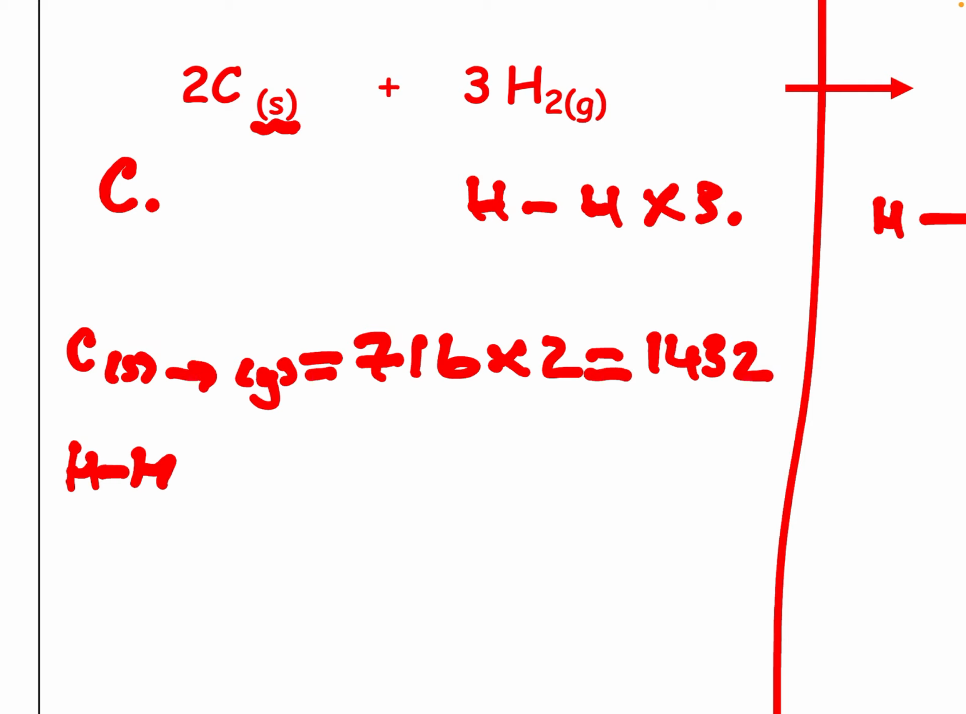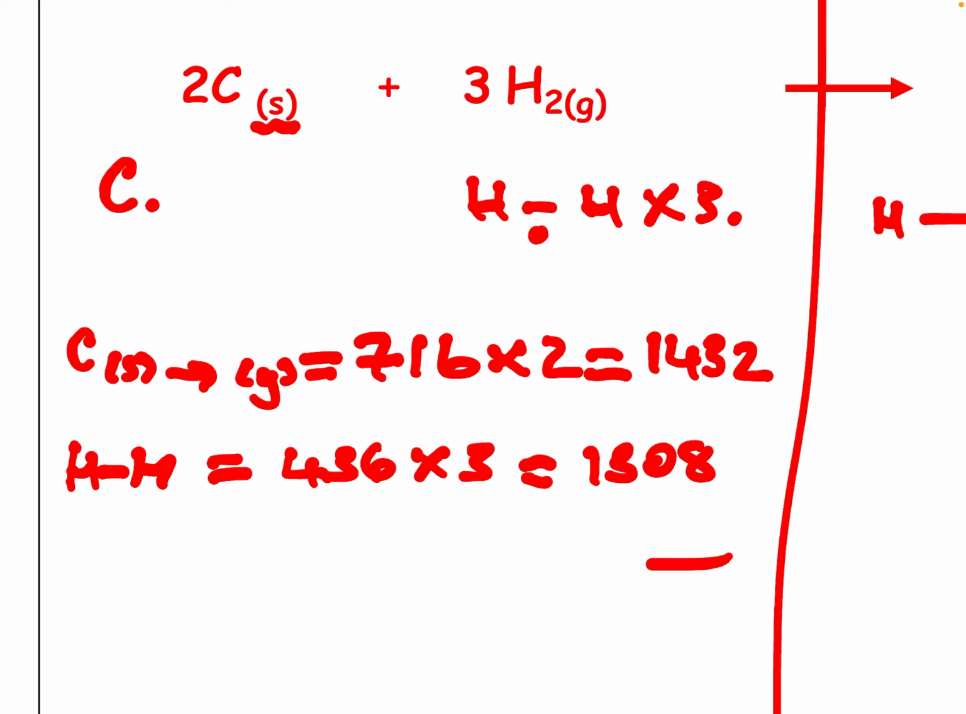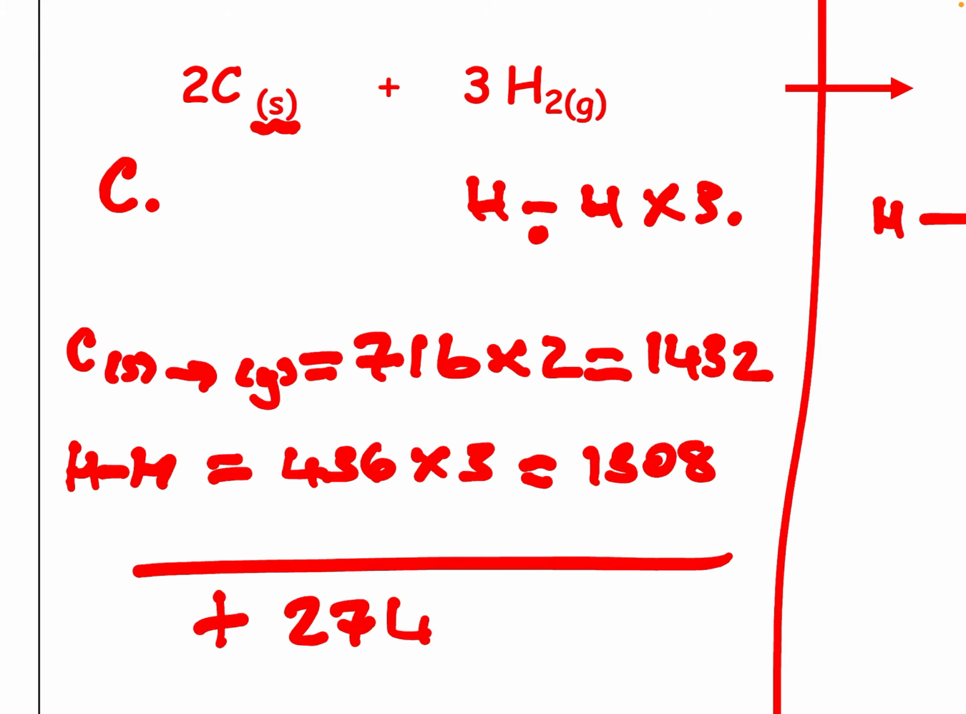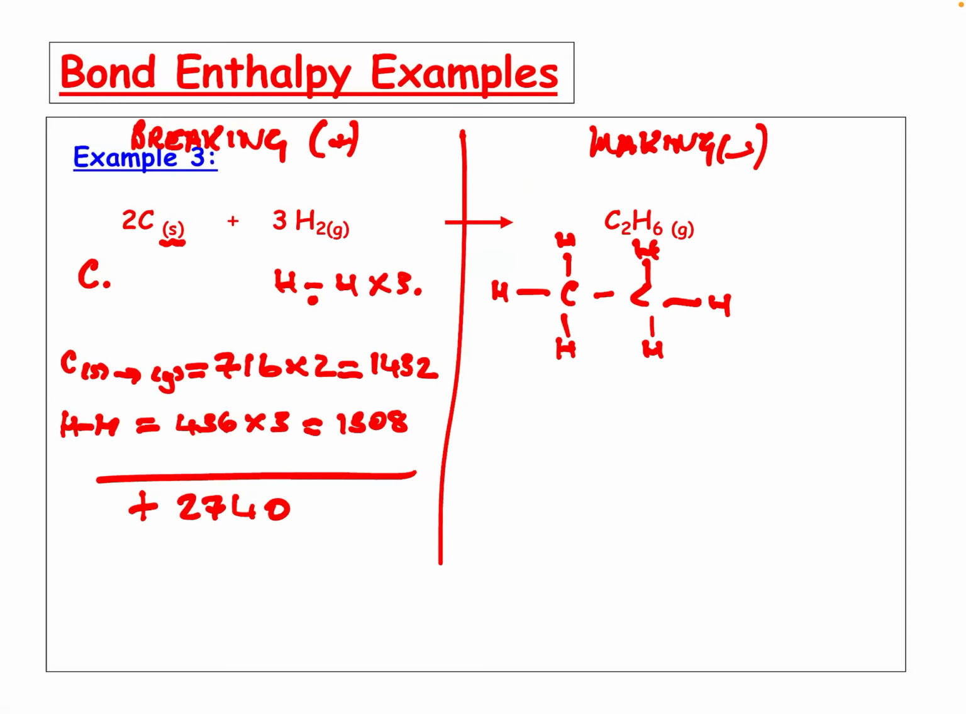This H-H bond, you've got 1 time, but you've got it 3 because you've got 3 moles. So that bond enthalpy is 436, and you're going to have to times it by 3 because you've got 3 moles of that bond being broken. That's going to end up being 1,308 kilojoules. When you add that all together, you've got positive 2740. So we've done our equation. We've done our bond enthalpies for this side.